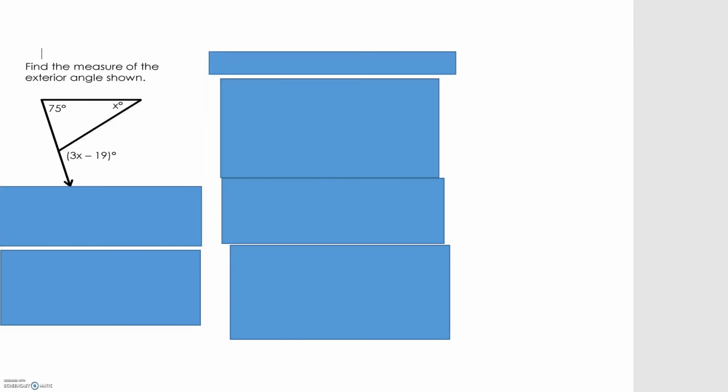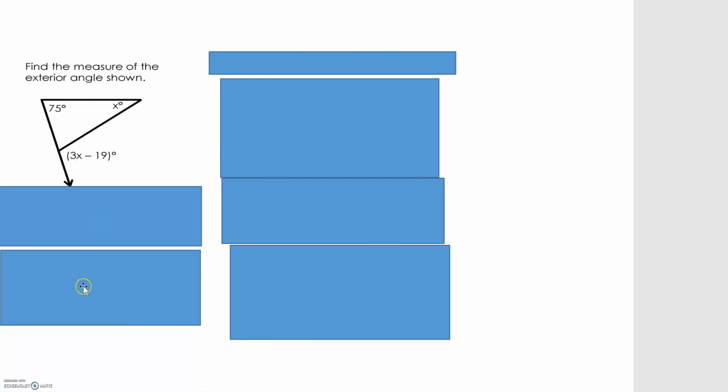You have to make sure you're writing this in your notebook, so you have a nice little reference when you study. The next example is asking you to find the measure of the exterior angle shown. Again, notice the two interior angles, 75 and x, right here, are not next to my outside angle. And I also have this expression for the outside angle, which is 3x minus 19.